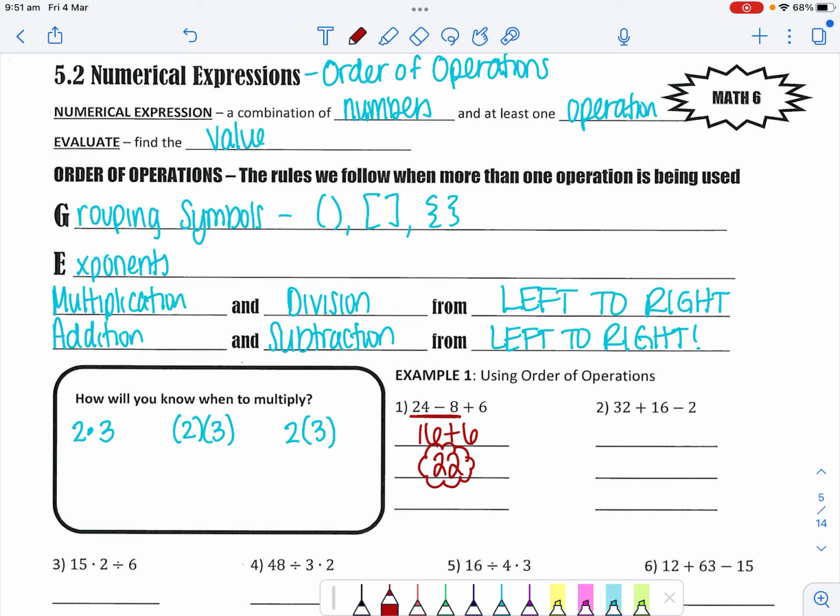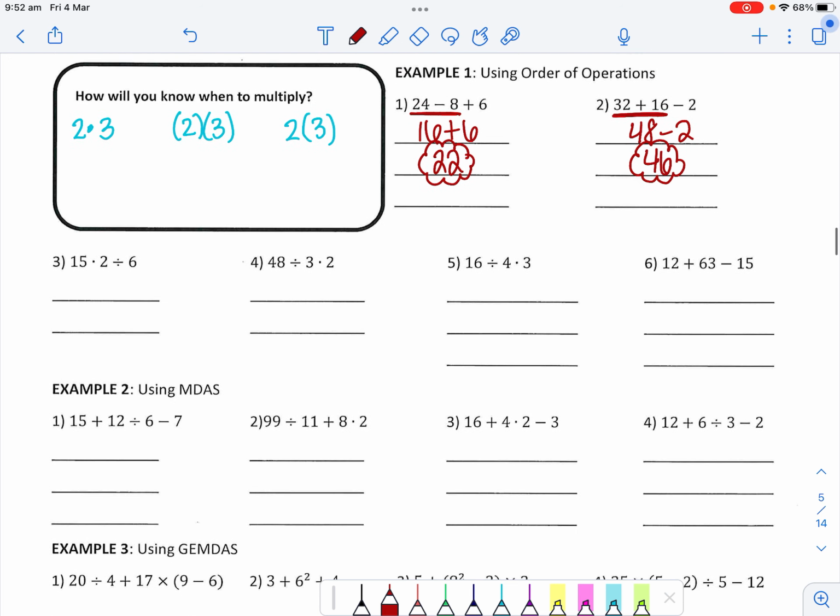Number 2, very similar looking problem, but this time my addition comes first. And again, I'm going from left to right. 32 plus 16 is 48, and 48 minus 2 is 46. Okay, so that's addition and subtraction from left to right. 3, 4, and 5 are our multiplication and division from left to right. So here I'm going to multiply 15 times 2 is 30, divided by 6, and 30 divided by 6 is 5. 48 divided by 3 is 16 from left to right. 16 times 2 is 32.